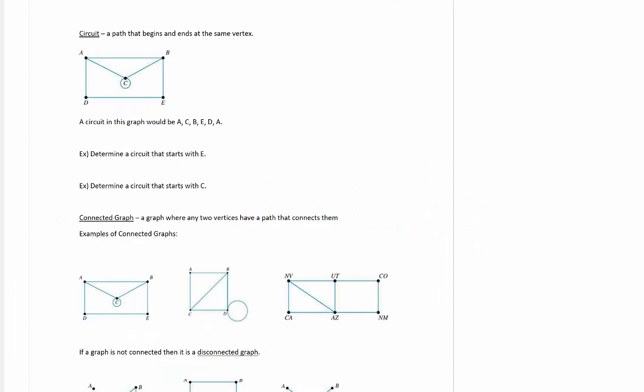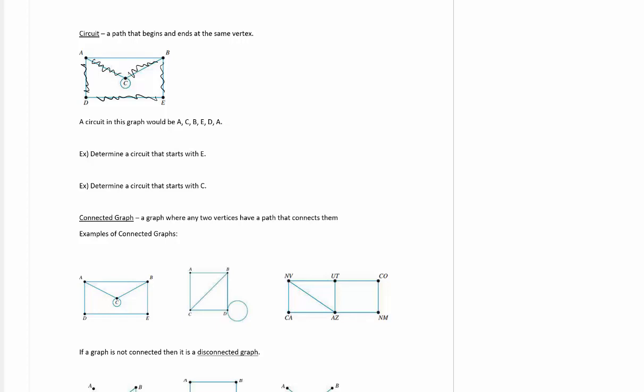Okay, let's talk about circuits. So a circuit is a path that begins and ends at the same vertex. So using the picture, a circuit in this graph would be what? A to C, C to B, B to E, E to D, and D to A. So it starts and ends at the same vertex.